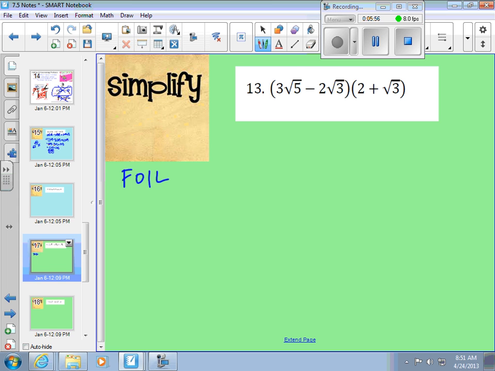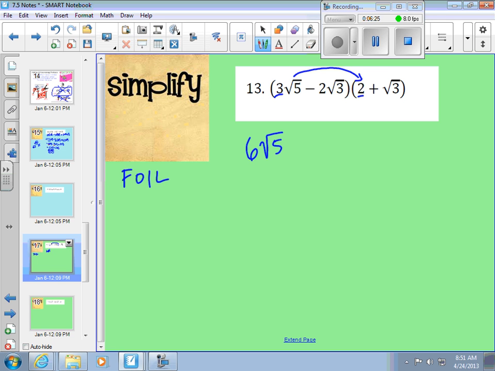So let's do that. If we take 3 square roots of 5 times 2, when you're multiplying with radicals, you want to multiply only numbers outside the square root, or outside the radical, with numbers outside the radical, and numbers inside the radical with numbers inside the radical. So here, when we multiply 3 square roots of 5, we're only multiplying the 3 and the 2 because both of those numbers are outside of a radical. So 3 times 2 is 6 square roots of 5.